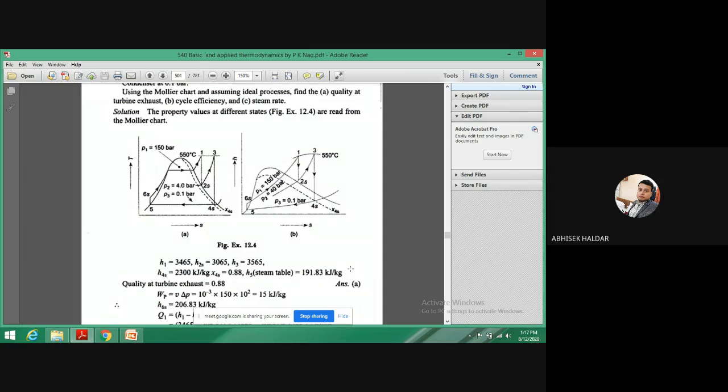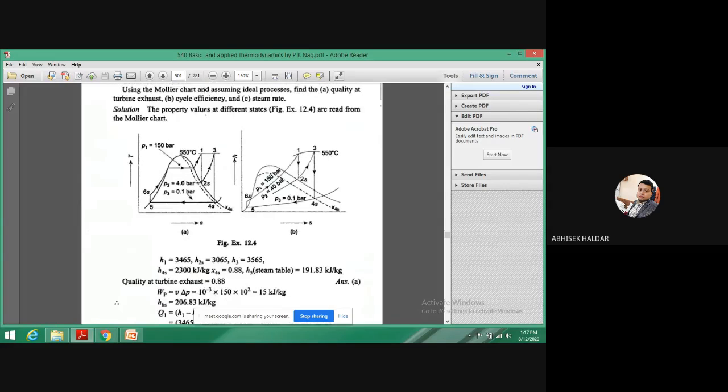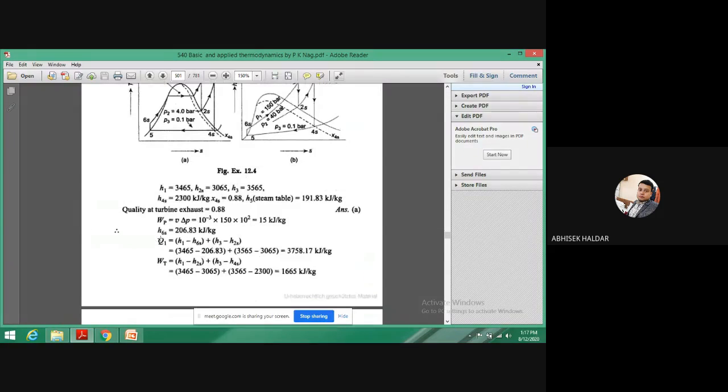Once I get these values, you can see that nowhere in the problem is it mentioned to neglect the pump work, so you have to calculate the pump work. They have calculated the pump work as VDP. If you see your book, this V again you have to find from 0.1 bar. At 0.1 bar, what is the value of VF? I think they have written approximately 10 to the power minus 3. So you take the value from the steam table.